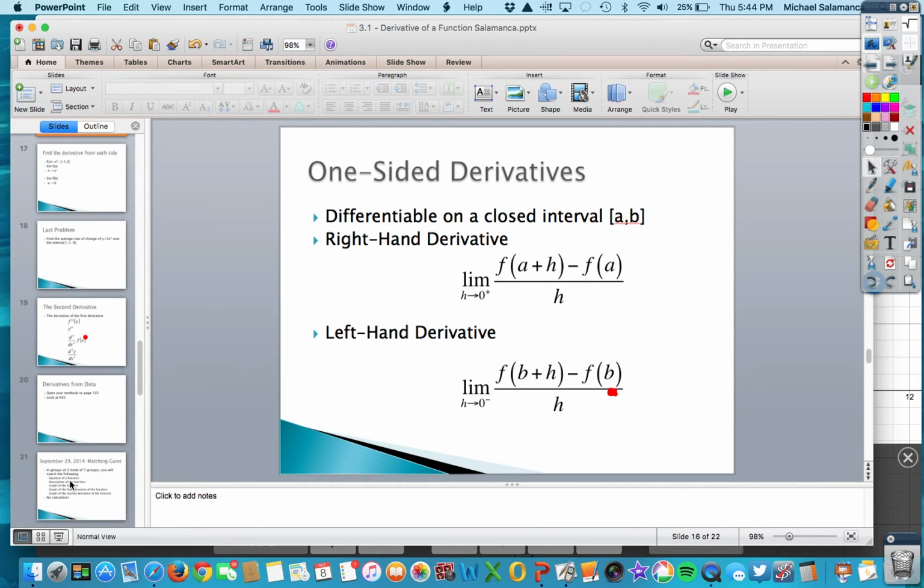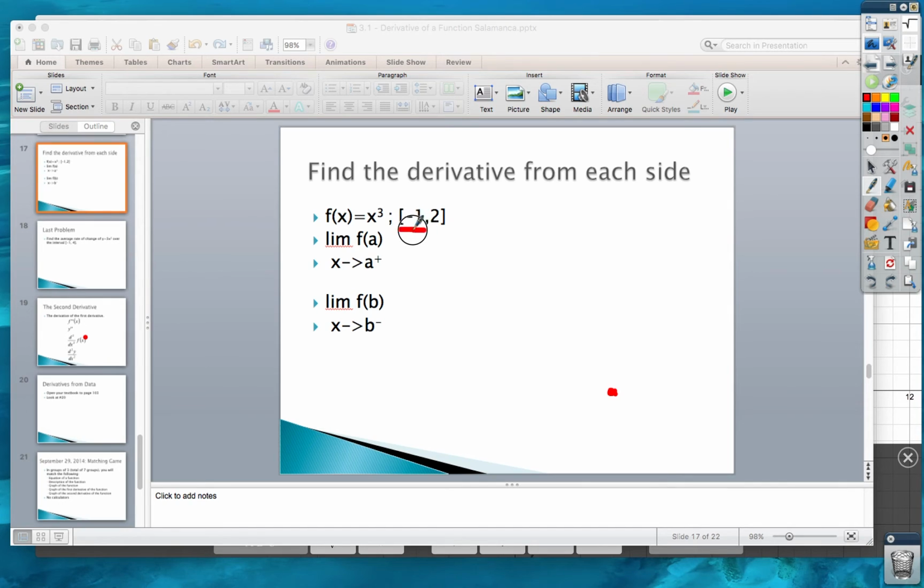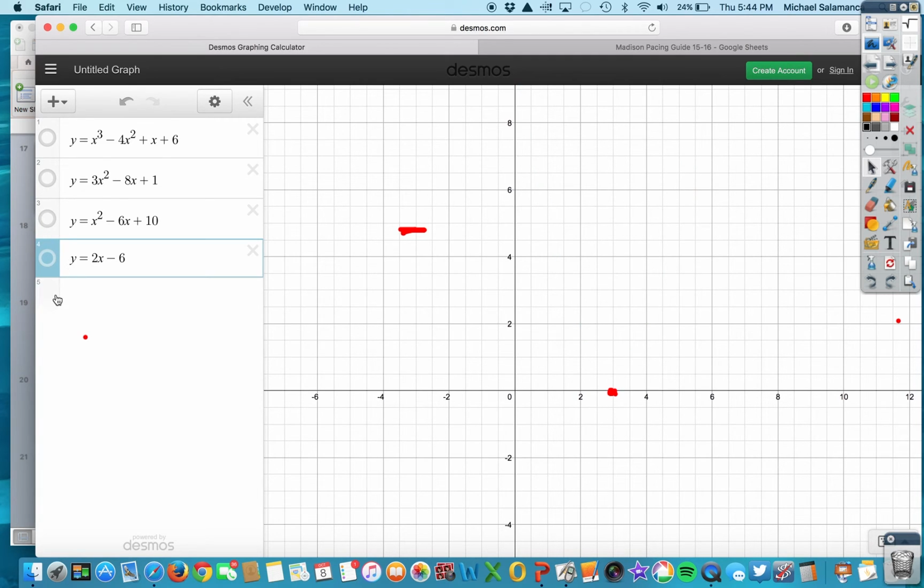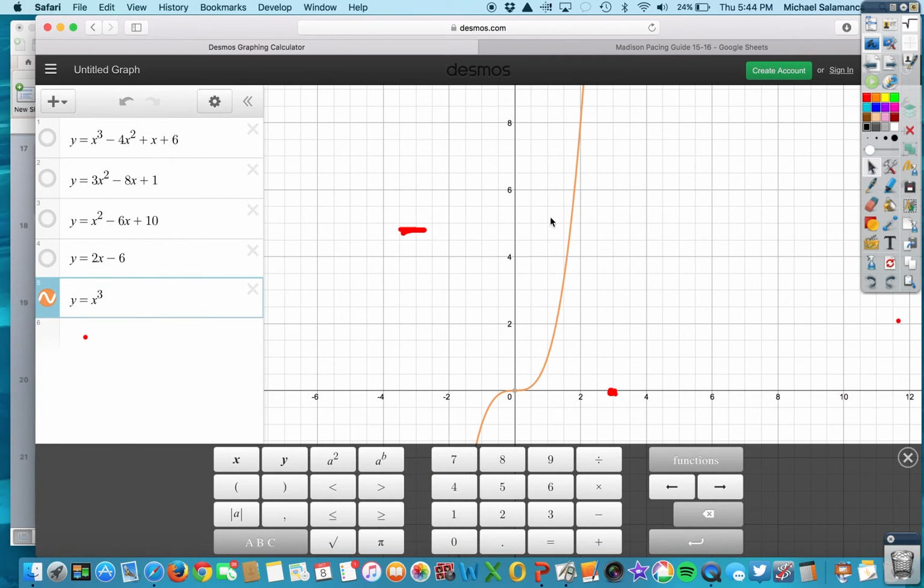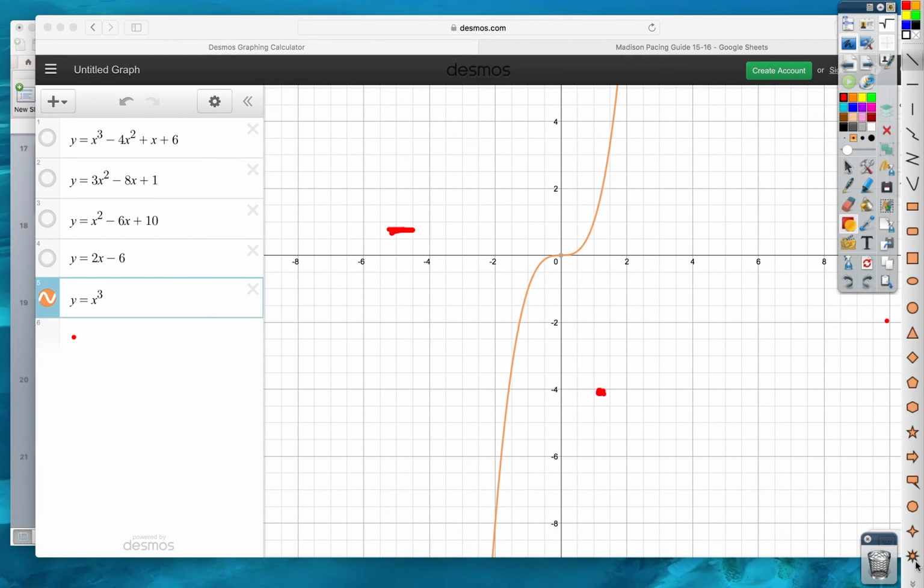So let's take a look at an example. It's kind of counterintuitive. If we're looking for a left-hand limit, that means we're looking at the function at -1. Now, let me show you this cubic graph really quick. Y equals x cubed. We want to look at the interval from -1 to 2.